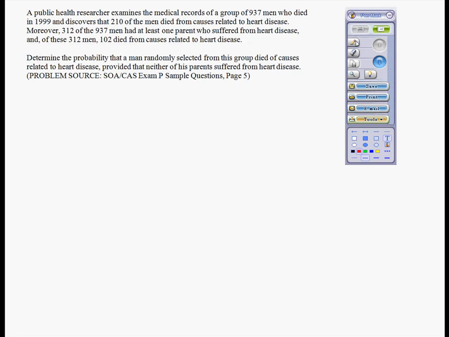We're asked to determine the probability that a man randomly selected from this group died of causes related to heart disease, provided that neither of his parents suffered from heart disease. So there are really two things going on here. We have people with heart disease, and we have people some of whose parents suffered from heart disease. And so we'll put those together in a 2x2 table.